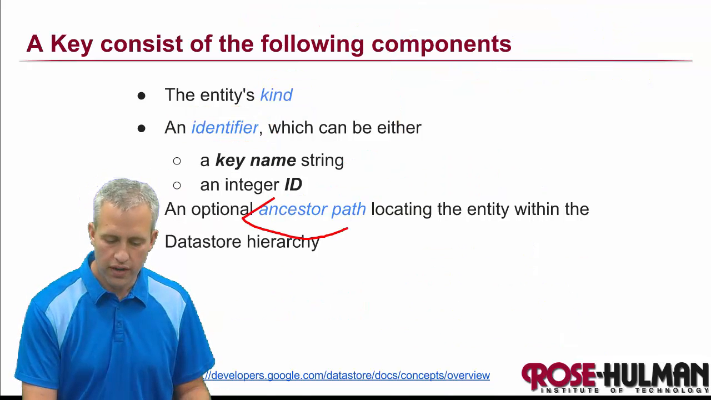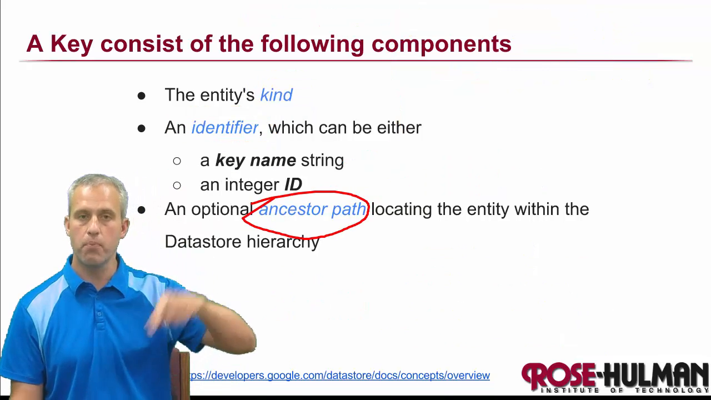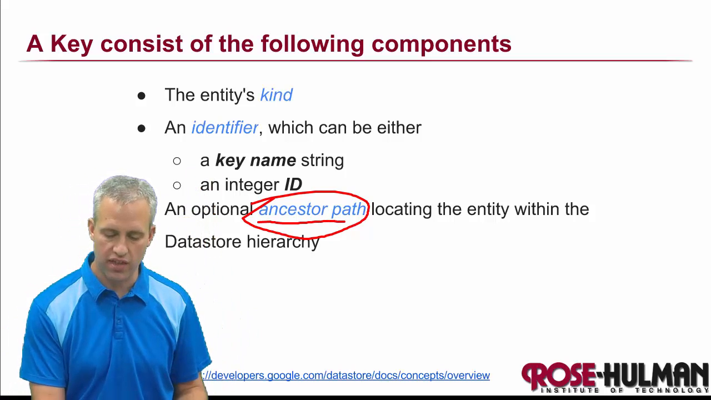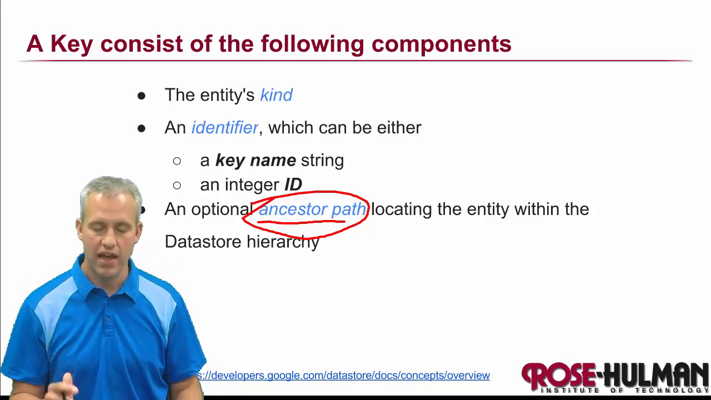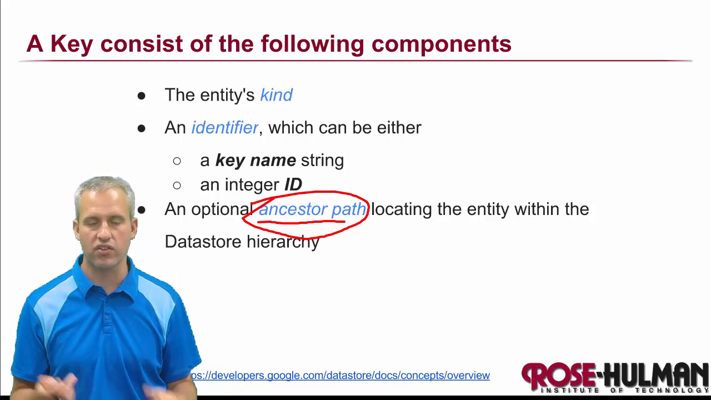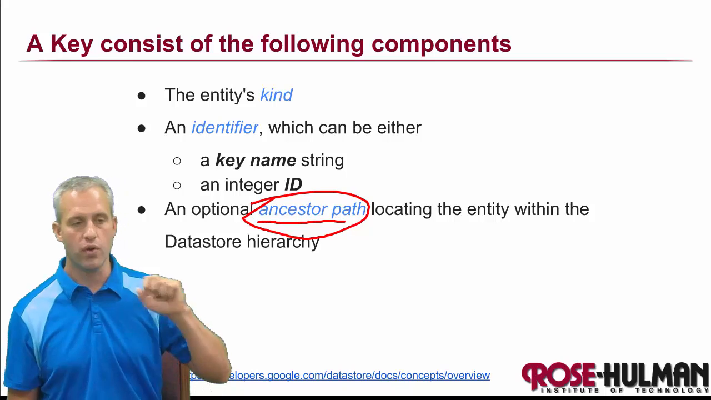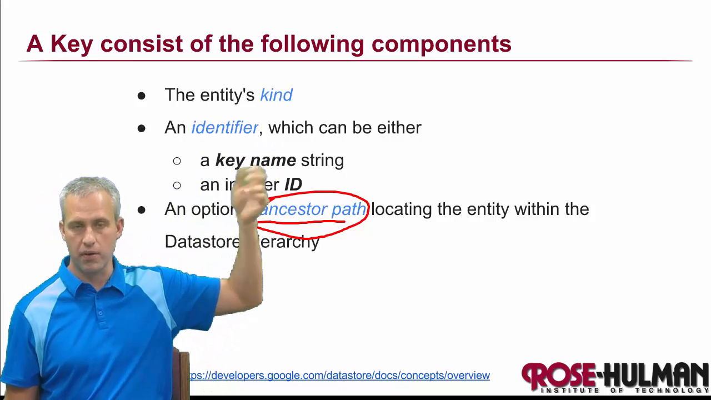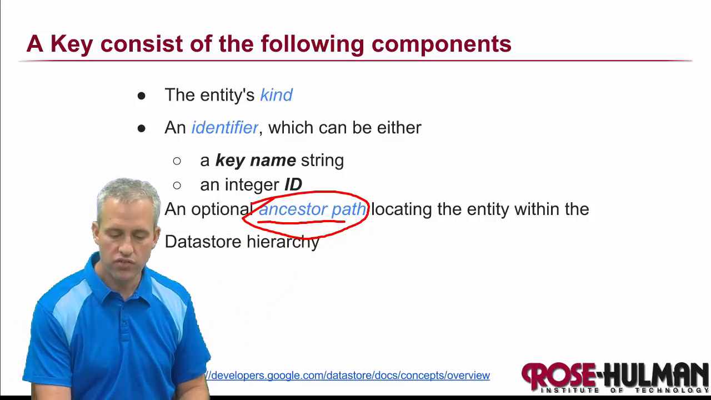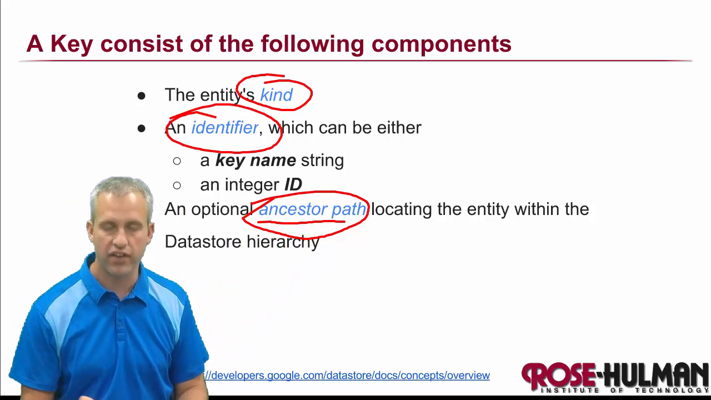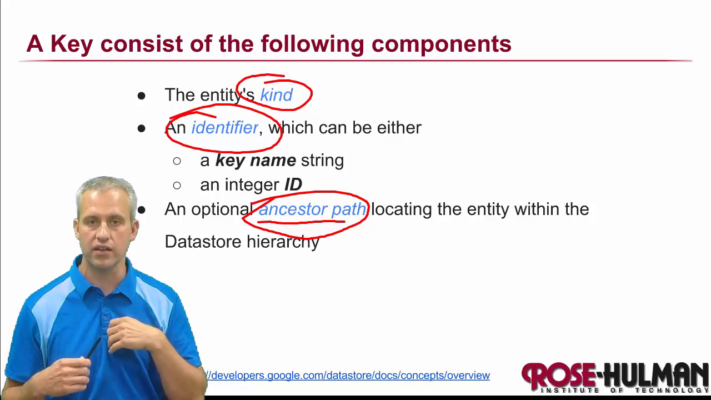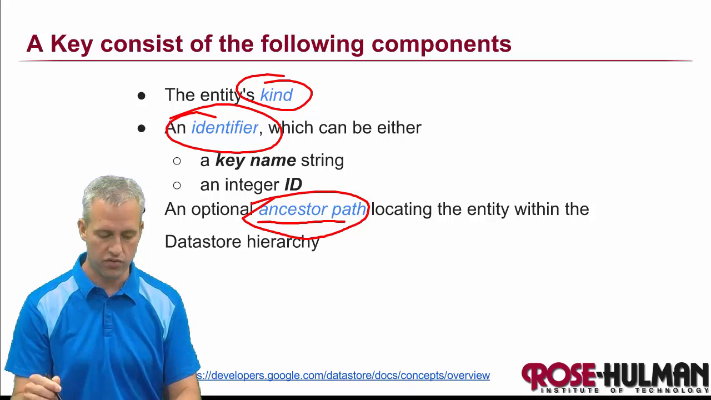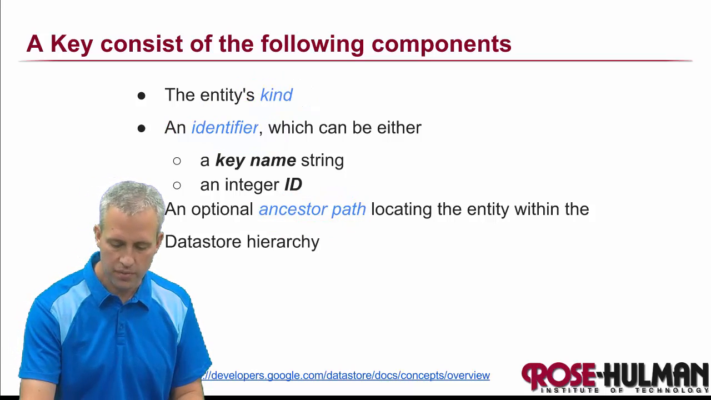And then the third one is that ancestor path. It points to its parent. Some people, when you read it, say that it's just the parent's path, and other people say it's the ancestor path because it's recursive in nature. It points to your parent, which then points to its parent and its parent and its parent, up until you've got a root. So these are the three pieces that go into a key. If you know these three things, then you can identify a particular entity that's in the data store. Let's look at some examples.